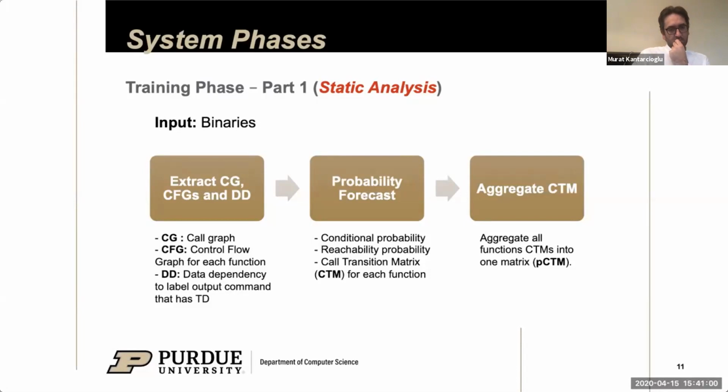After that, AD-PROM, for each function, will approximate the conditional probability for each pair of adjacent nodes and compute the reachability probability for each node in each control flow graph. It then computes the transition probability for each call pair to build a call transition matrix. The system then aggregates all functions' call transition matrices into one matrix that represents the whole program.